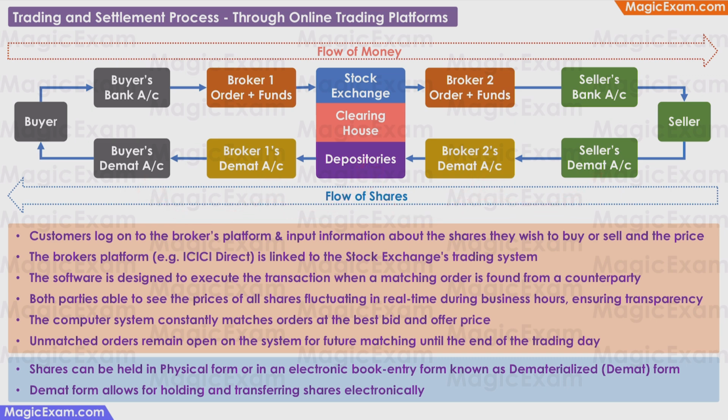Since all the buying and selling is happening in an electronic format, even the shares have to be available in an electronic format. And this is called dematerialized shares. Shares in material form means physical paper share certificates. And Demat shares are in electronic form, held in your Demat account.